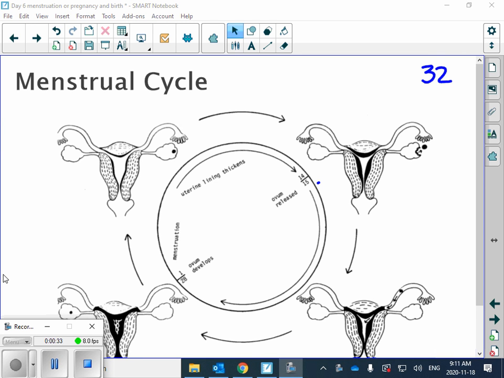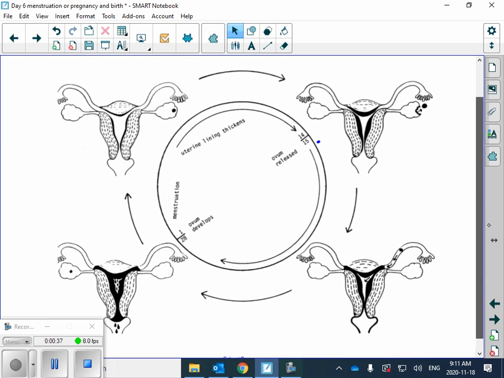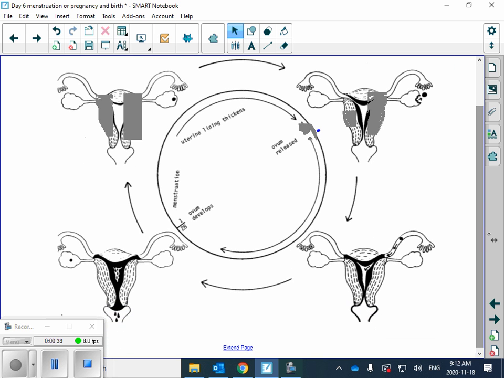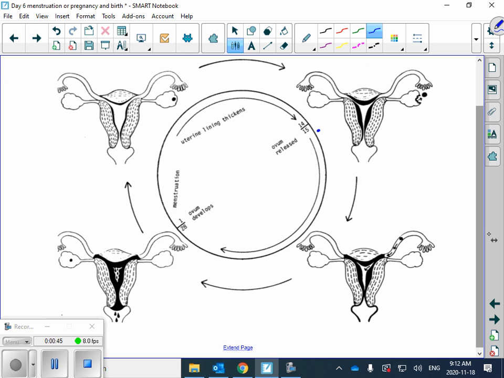So you have this picture on the top of page 32 in your books. If we have a look at the picture, it's illustrating the menstrual cycle. It shows you the ovaries and what's happening with the egg. It shows you how the uterine lining thickens, and it gives you a time. Before we get into the notes and break it down into steps, let's have a look at what's happening in this picture.